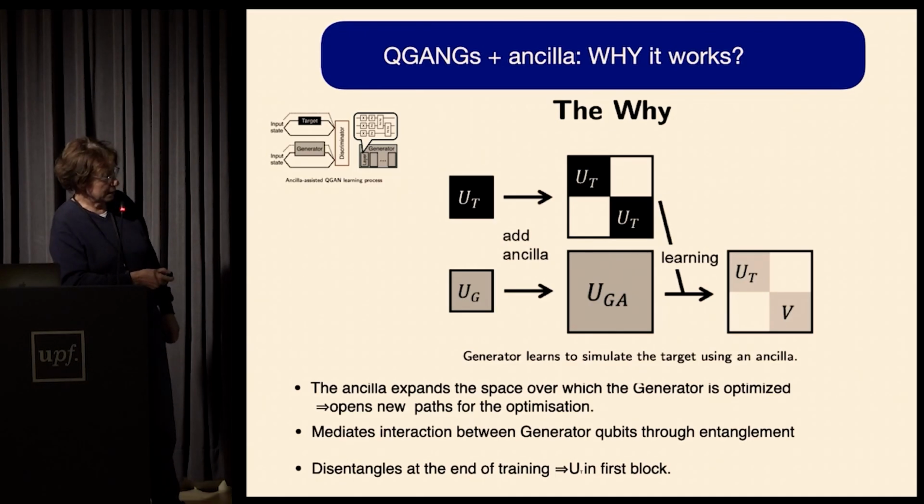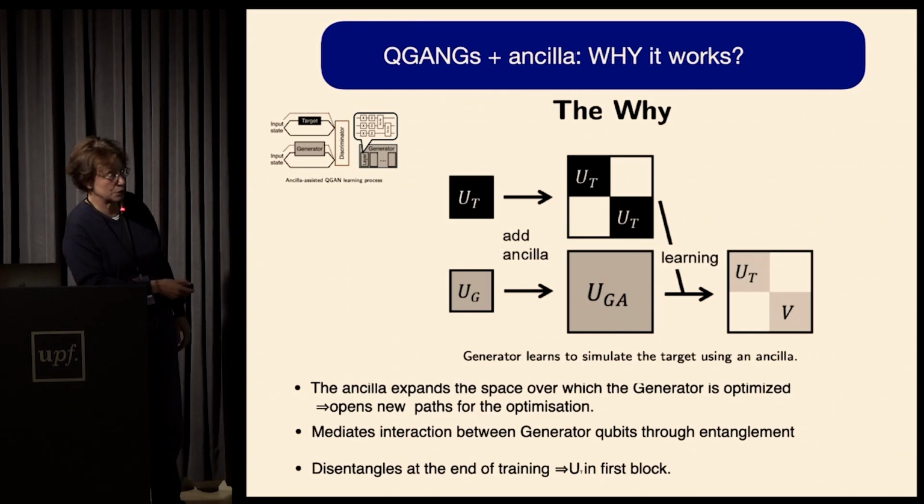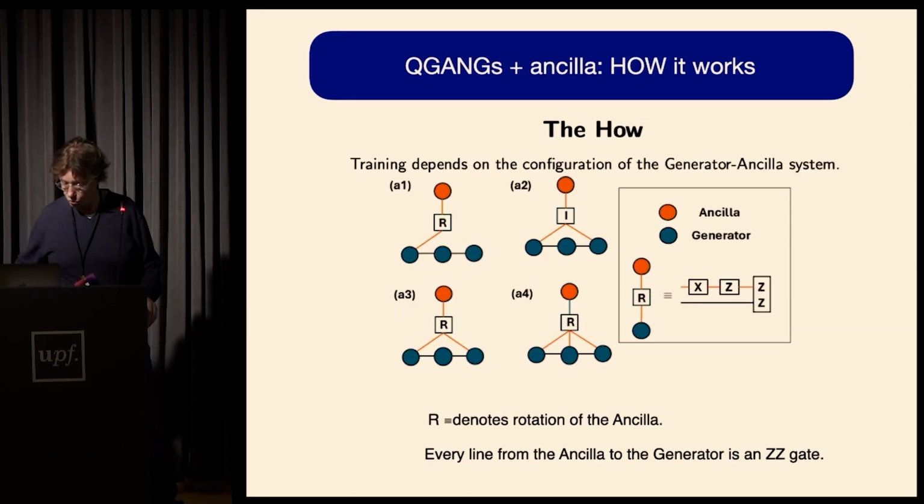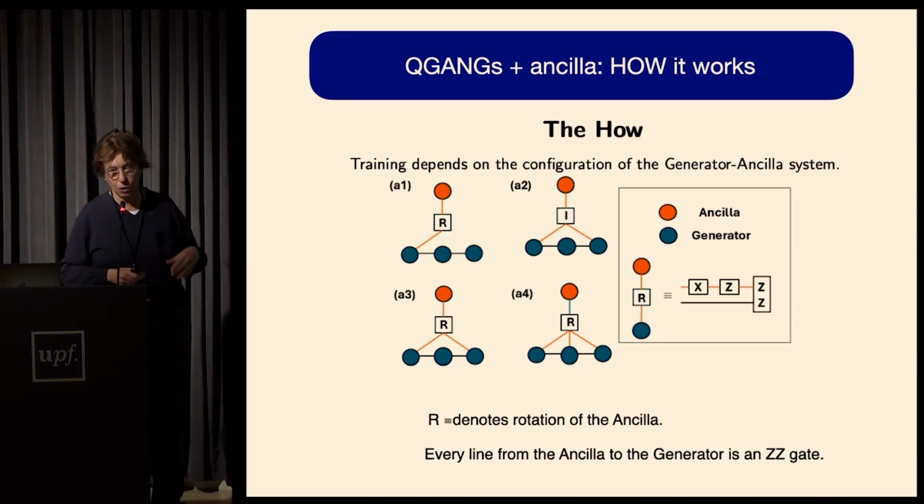So the ancilla expands the interaction, so this is part of why it works. The ancilla expands the space over which the generator is optimized, so it opens new paths for optimization, but it's not only that. It mediates interaction between generator qubits through entanglement, and this is the important thing. At the end, this entangles the part of the training and only compares this first part. So it compares these two parts. So why it works, and how it works. Now, why it works, I will tell you.